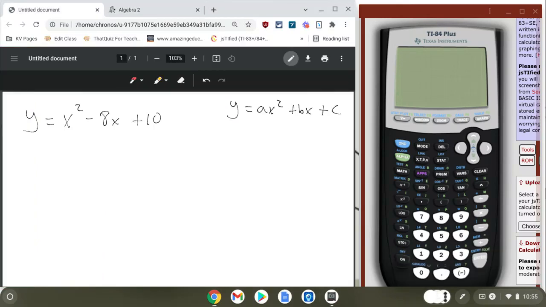All right, so in this video, we're going to look at finding all that key information about a quadratic function, but this one's going to be in standard form this time. All right, so everything is kind of expanded out.